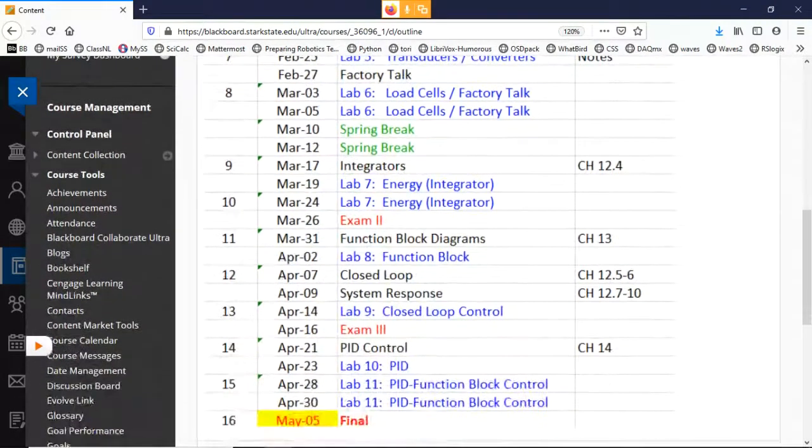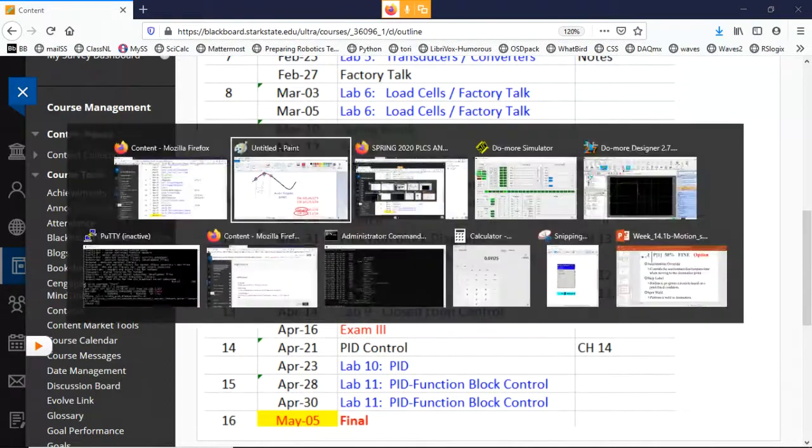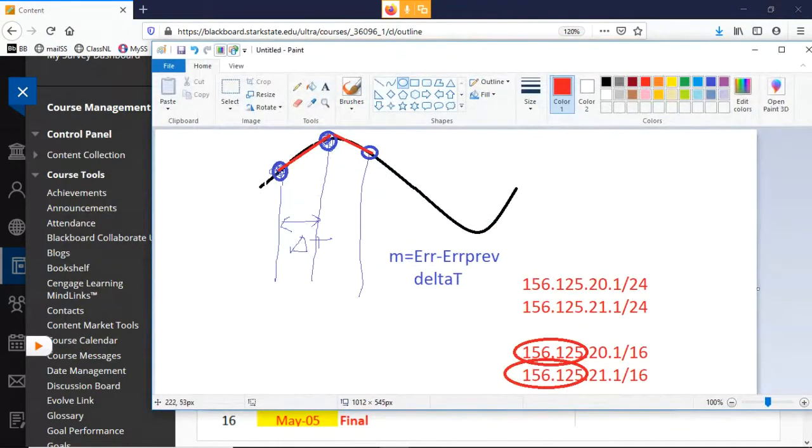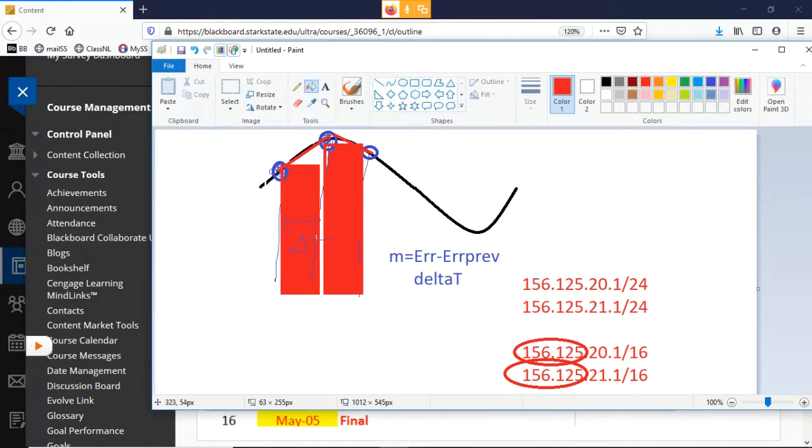Then we had our spring break, and of course since then everything's been online, but we talked about integrators. The whole thing with integration is you've got this signal that's varying up and down, and you're trying to calculate the area under this curve. So we try to break it up and fill in these areas, and we're trying to add up all these areas. But we may not get perfect area.